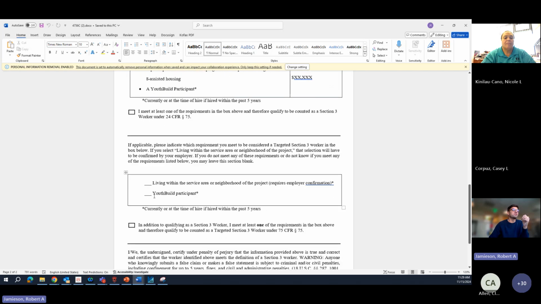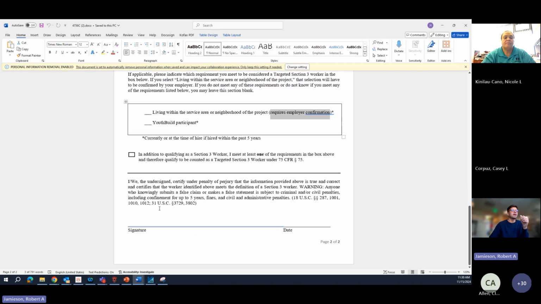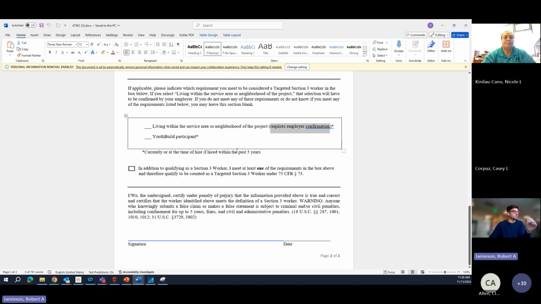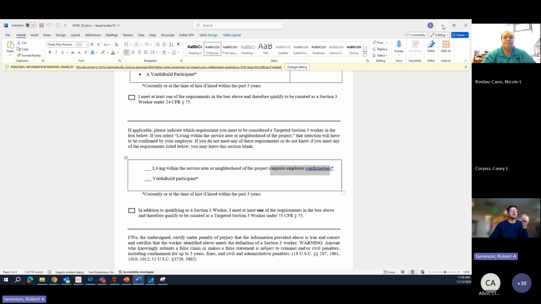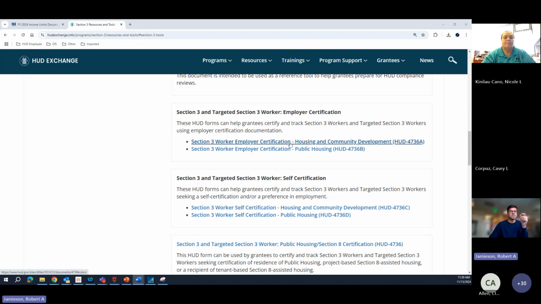And then moving on to targeted worker: do they live within the service area of the project? Again, this requires employer confirmation. And then they sign, basically under penalty of perjury. So first option, the worker can self-certify.